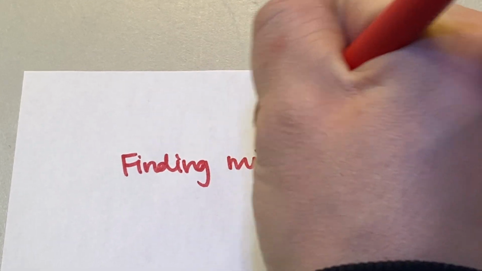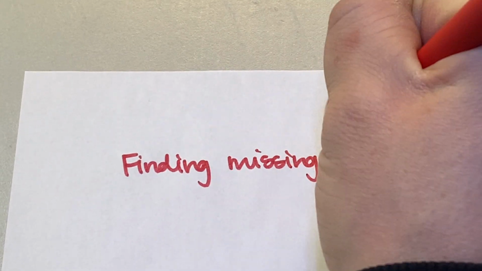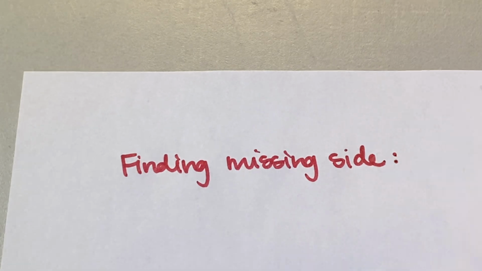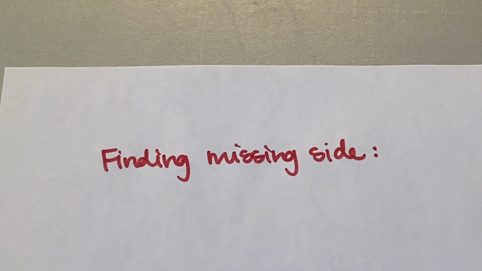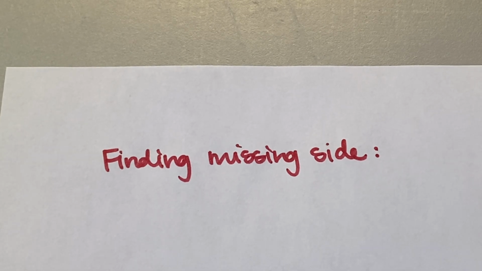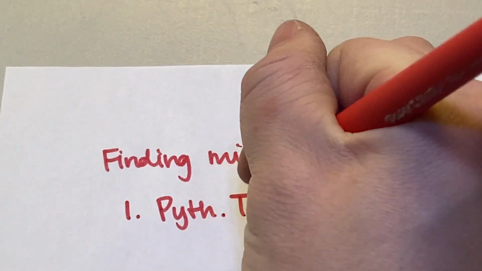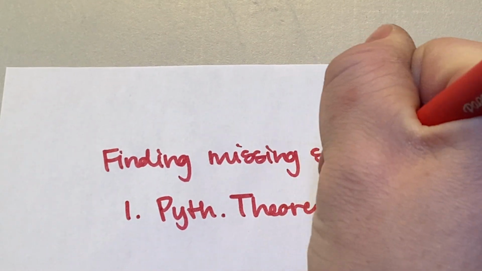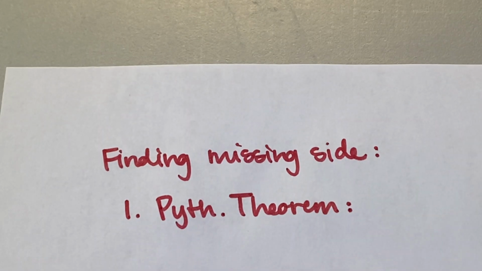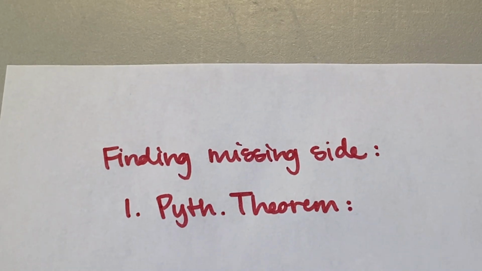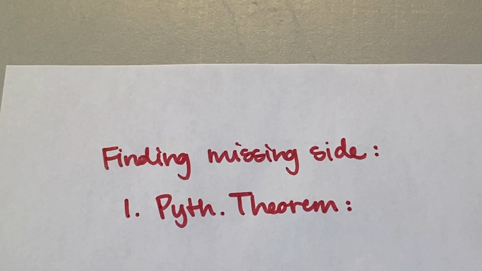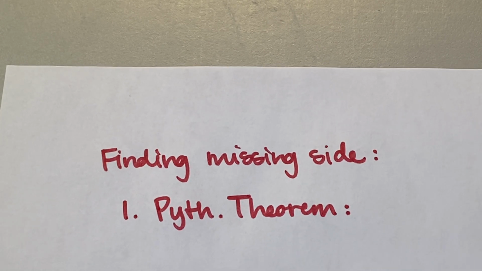Okay, so the first way, when finding a missing side of a right triangle. We know a couple ways how to find a missing side of a right triangle. The first way, you guys have learned this since you were little freshmen, is Pythagorean theorem. Well, not me. Oh, maybe not. But we talked about it earlier in this unit.